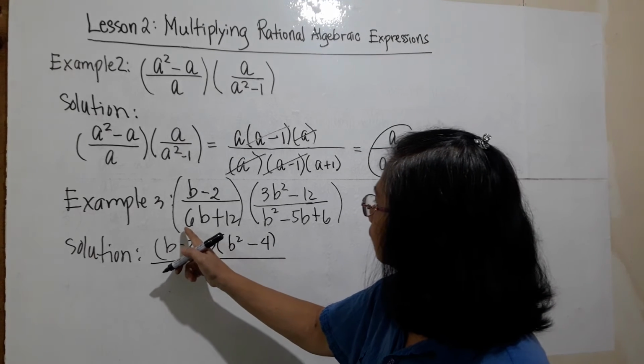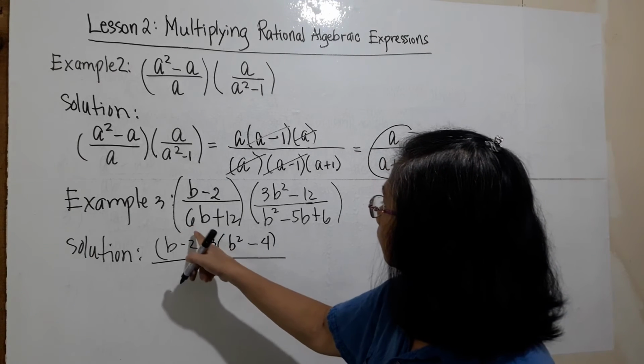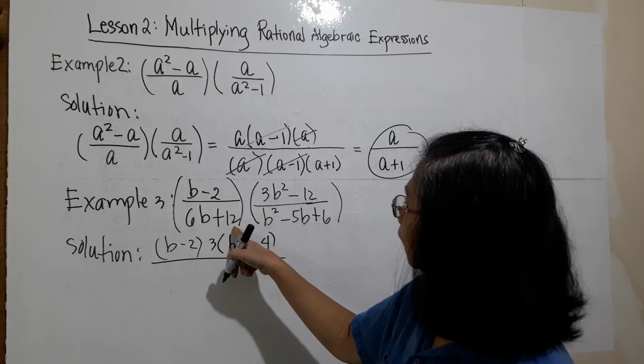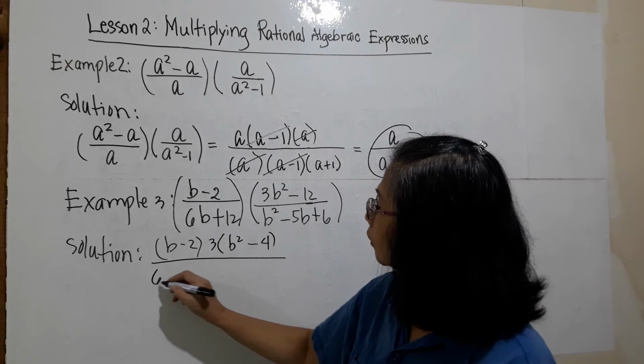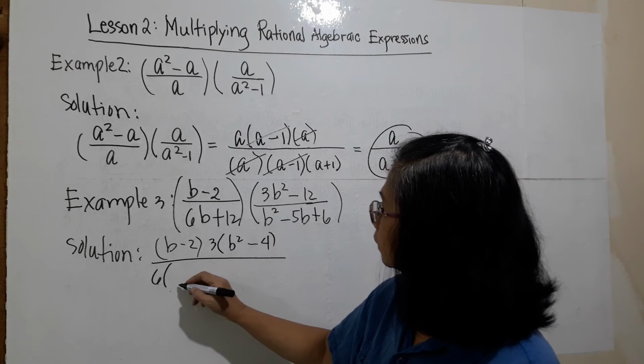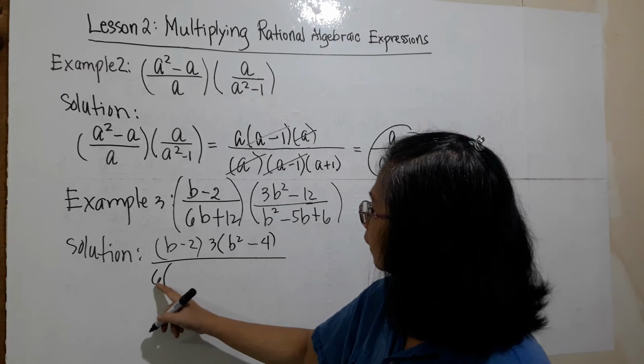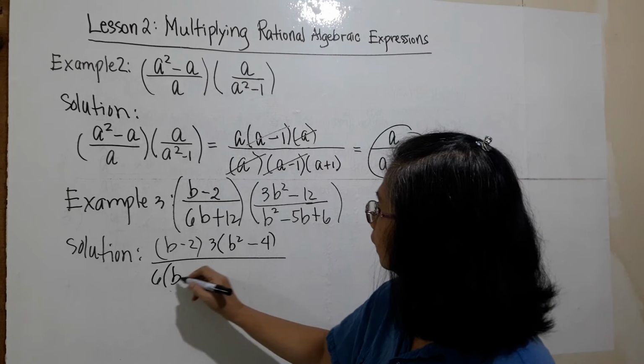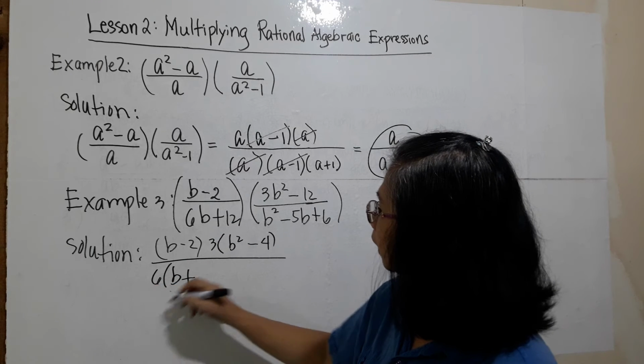For the denominator, we have 6b plus 12. I think 6 is the common factor. Then 6b divided by 6 is b, plus 12 divided by 6 is 2.